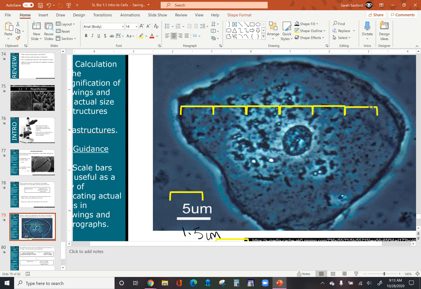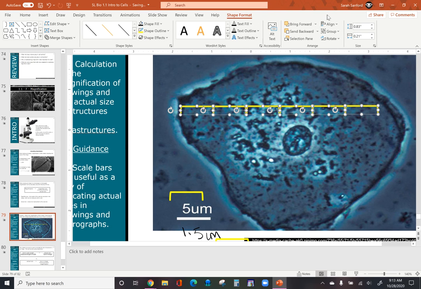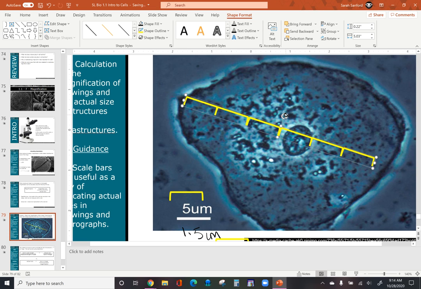All right, now that's not like the widest point. So I need to rotate that so that I'm looking along the widest point. We're going to group those together. Now I'm not changing the size. I grouped them together just so I could move them together.